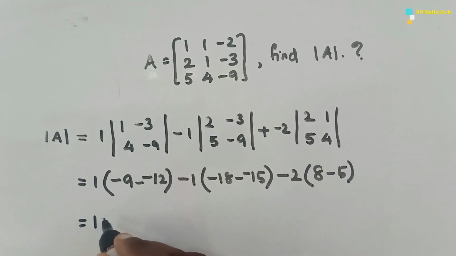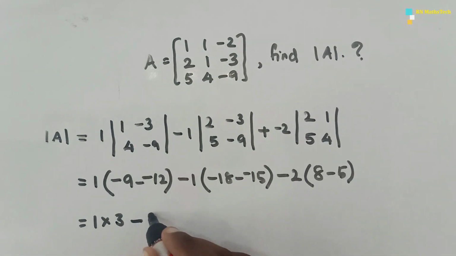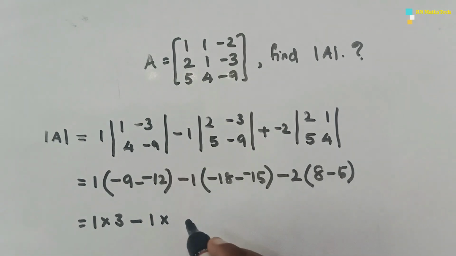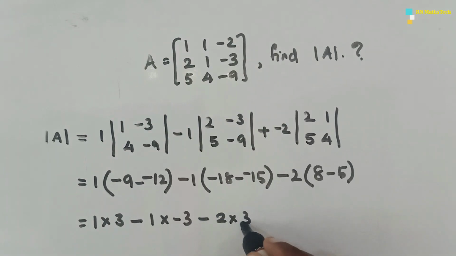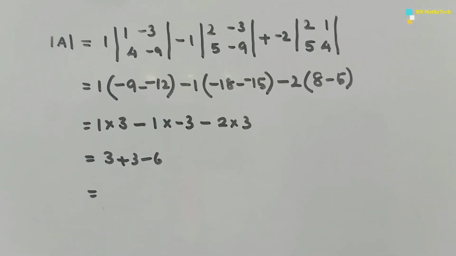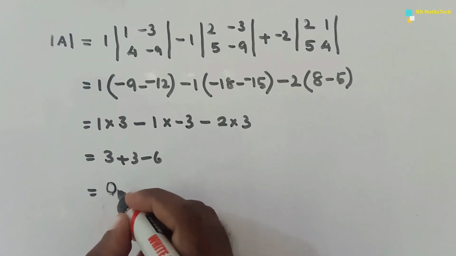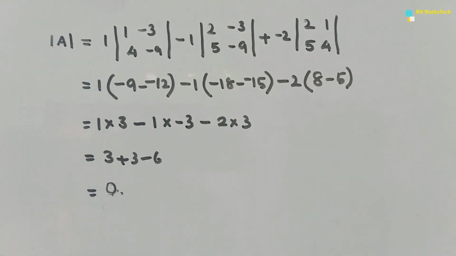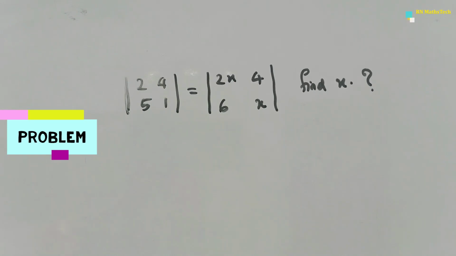Okay, so that is 1 into minus 9 plus 12, 3, minus 1 into minus 18 plus 15, that is negative 3, minus 2 into 3, so that is 3 plus 3 minus 6, so value of the determinant is 0.